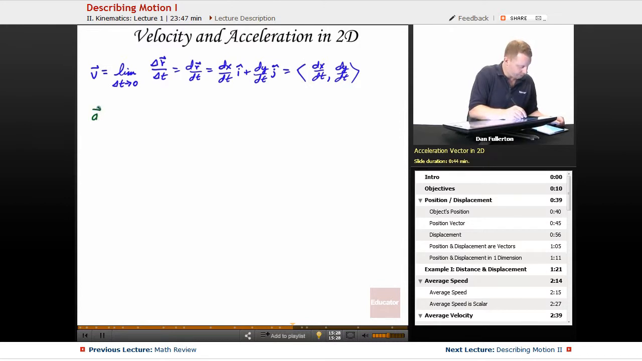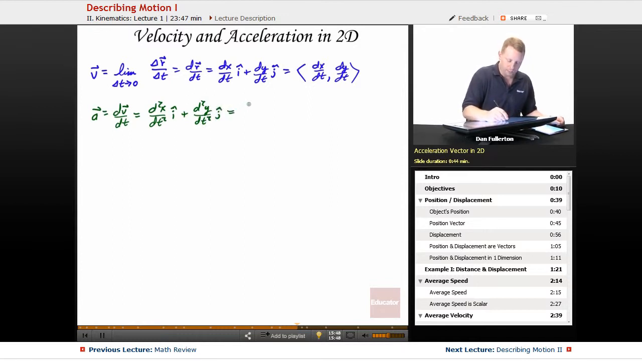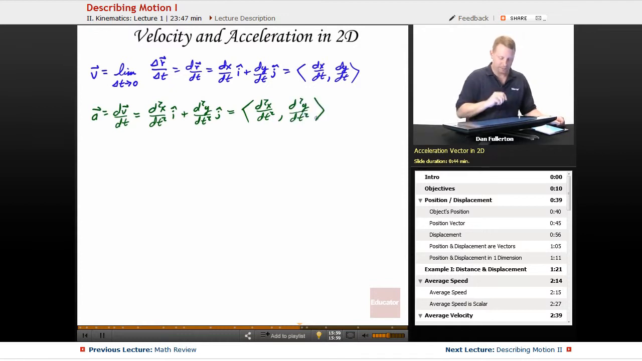Acceleration, then, is the derivative of velocity with respect to time, which would be the second derivative of x with respect to t in the x direction, plus the second derivative of y with respect to t in the y direction, or in bracket notation again, d squared x over dt squared, comma, the second derivative of y with respect to t. All right, so you can keep expounding upon that for however many dimensions you need. Typically, we're going to be working with 2 and 3 dimensions in this course.